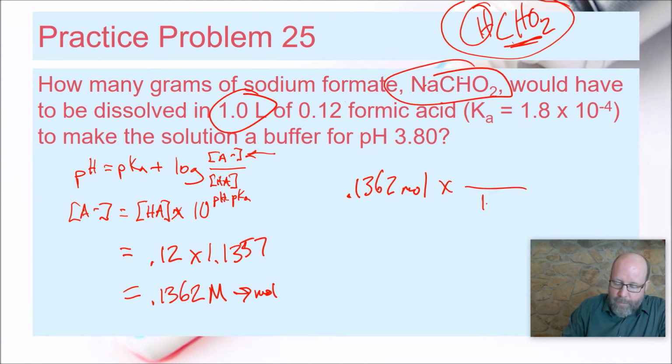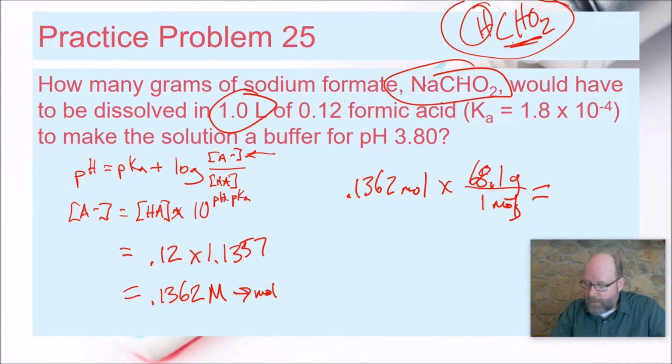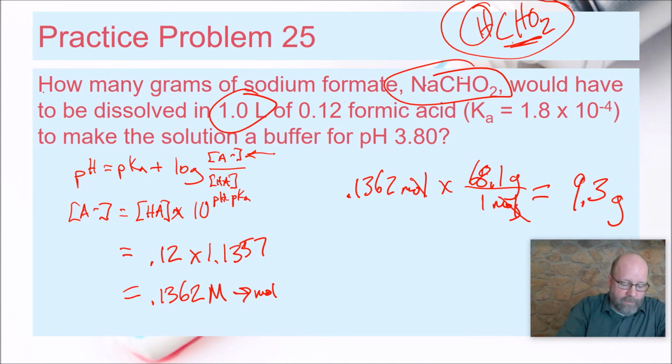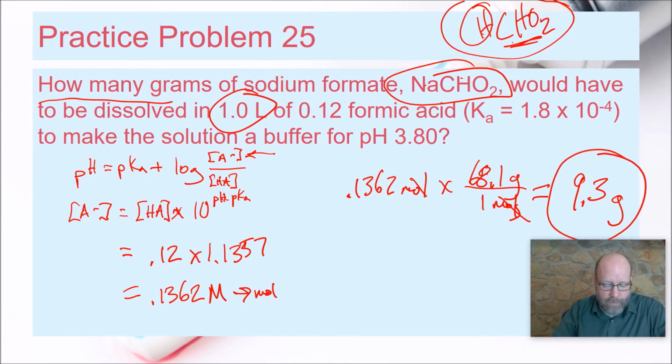And I want to get rid of that moles. So we need to calculate how many grams there are in 1 mole of this guy. And so what that's going to be, well, you can even look it up, but it's just going to be a sodium plus a carbon plus a hydrogen plus 2 oxygens. And that's going to get you, what, 68.1 grams per mole. So 0.1362 moles times 68.1, that makes the moles cancel out. Now we've got how many grams we need. And when we get it to sig figs, I think we've only got 2, so 9.28, but 9.3 grams. So that answers our question of how many grams. That's our final answer. We're all done with that one.